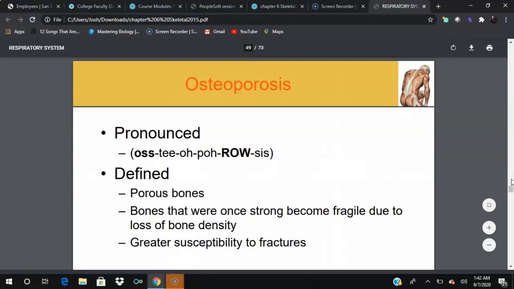This happens generally in postmenopausal women, but it can also happen in men as well. And so when we go through menopause, estrogen and progesterone drop. And so with those two hormones being less, we don't get as much osteoblastic activity occurring. So we get less calcium in the bone and more calcium in the serum. And so what happens is the bones become brittle and porous, which means they have a greater susceptibility to fracture. And we'll talk a little bit more about this as we go through as well.